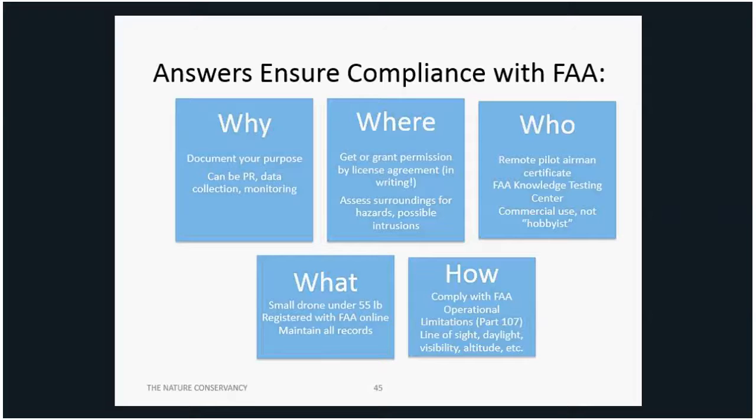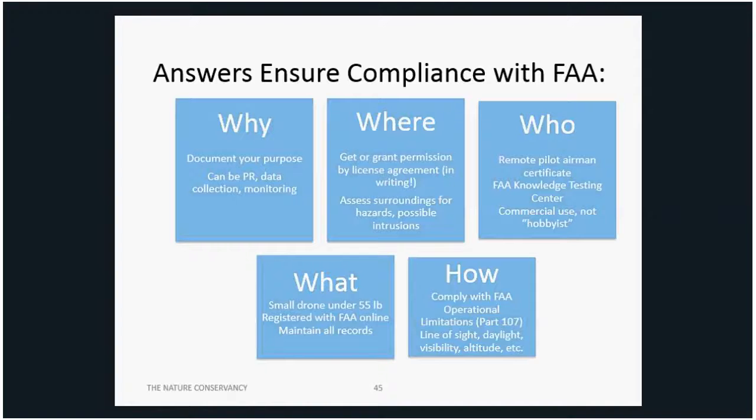Also, just remember that the small drone is regulated by Part 107. If they're under 55 pounds, that includes all the bells and whistles that you guys like to attach to make sure you can capture the images that you want. Make sure that you keep it under that weight guideline.